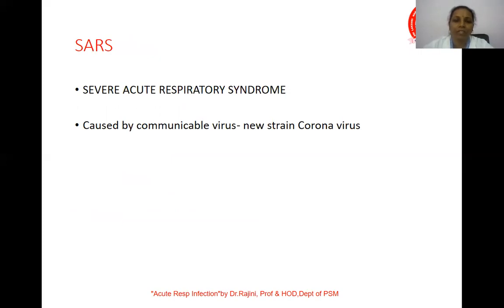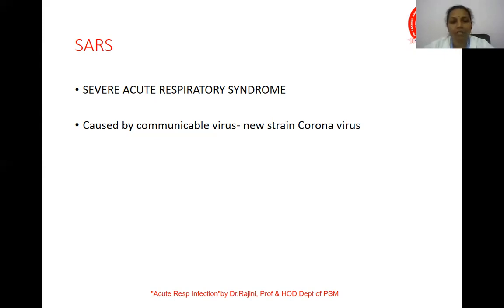What is SARS? SARS is severe acute respiratory syndrome. So any respiratory tract infection can go on to severe acute respiratory distress syndrome. Okay. So suddenly the baby or the person is not able to breathe properly. So we say the patient has gone into respiratory distress. Any infection can cause this acute respiratory distress.